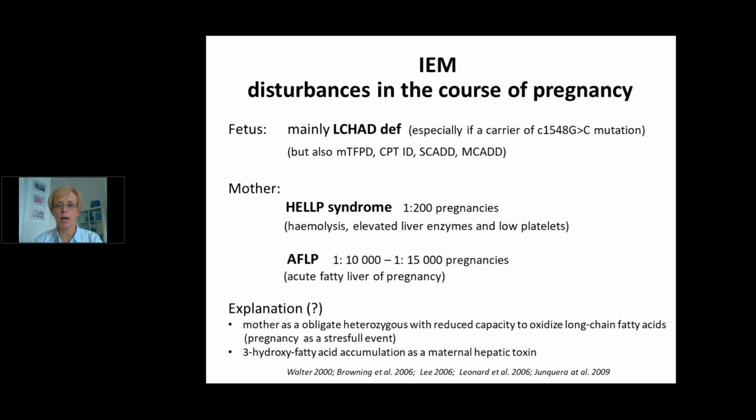But there are also some possible disturbances during pregnancy which may be shown by the mothers. Mothers who are carrying a baby affected by LCHAD deficiency or other inborn errors of metabolism, especially fatty acid oxidation defects, due to the negative influence of the metabolites produced by the affected fetus, may show severe liver insufficiency and many other hematological complications in the form of HELLP syndrome or acute fatty liver of pregnancy.